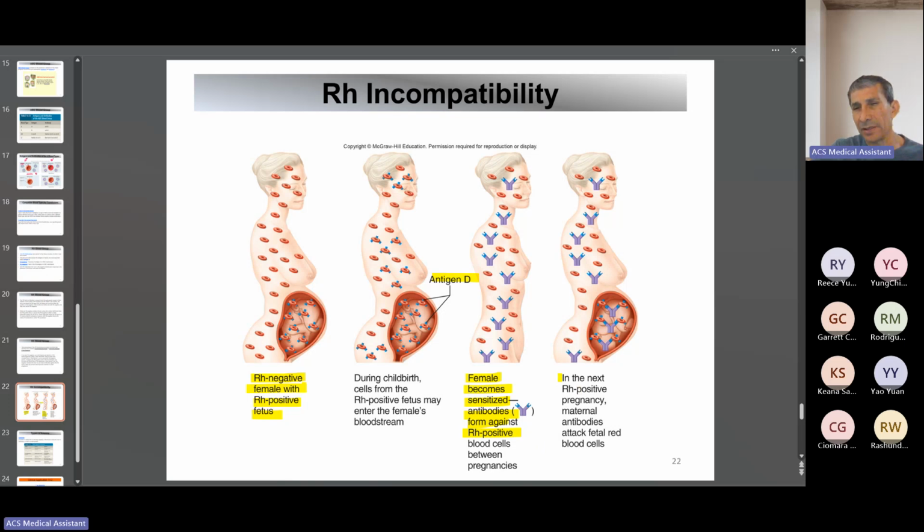So right here it says that in the next Rh positive pregnancy, maternal antibodies attack fetal red blood cells. See? So that's basically how it is.